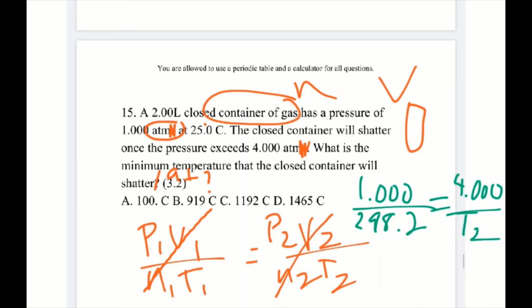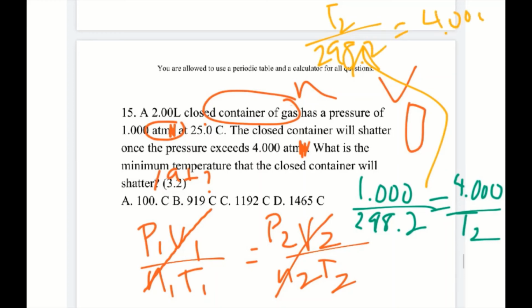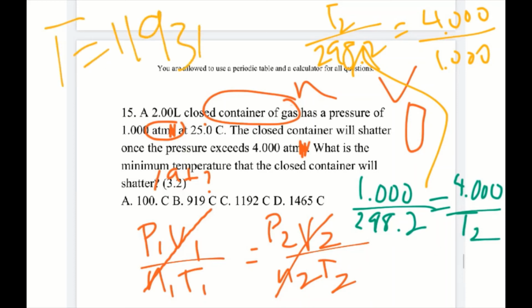So I've been doing this in my head, but there is a nice math trick for you to do. You could switch the 1 and the T across from each other when you're dealing with equations, and you get T2 over 298.2 is equal to 4.000 over 1.000. And notice how much easier the question gets. So it's 4 divided by 1 times 298.2. Notice how I'm doing algebra in my head. And I get a temperature of 1193 Kelvin.